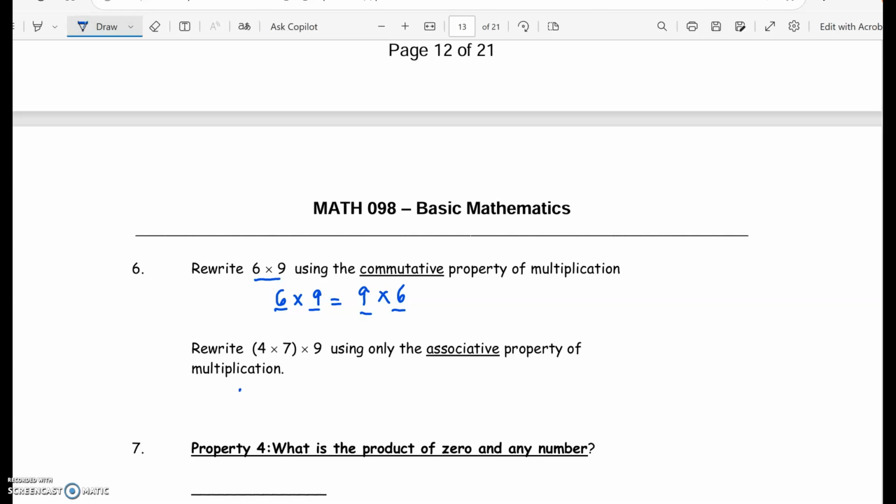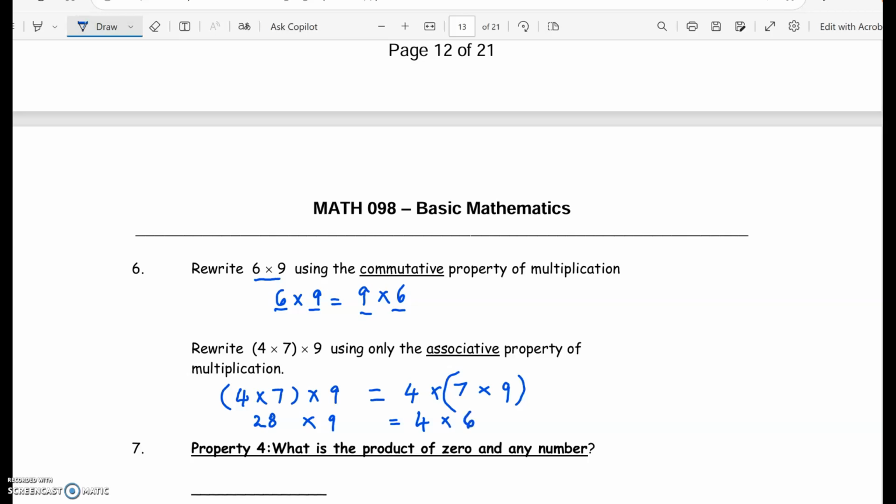Now let's use the associative property. 4 times 7 are grouped, 4 and 7 are grouped together and then multiplied with 9. Now don't change the order, just write it down in the exact same order. If you want to use only the associative property, just change the grouping. So we have 7 times 4 is 28. 28 times 9, and this is 4 times parentheses first.